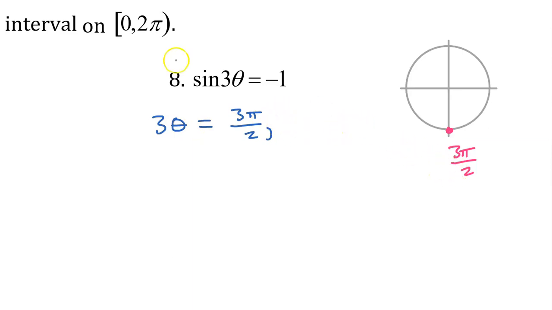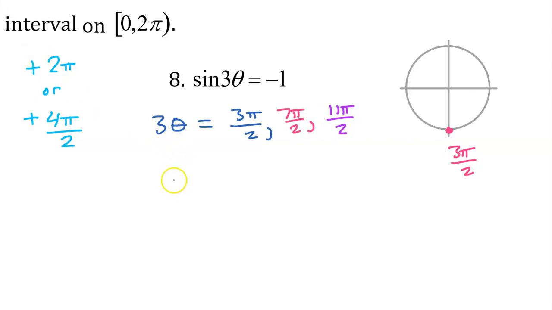We can find the other solutions by adding 2 pi. Adding 2 pi is the same as adding 4 pi over 2. 3 pi over 2 plus 4 pi over 2 is 7 pi over 2. We can get the third solution by adding 4 pi over 2 again. 4 pi over 2 plus 7 pi over 2 is 11 pi over 2.